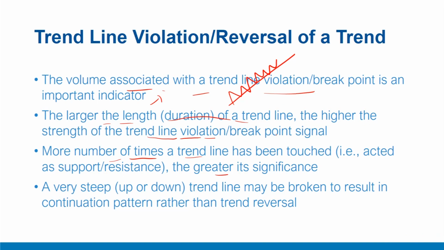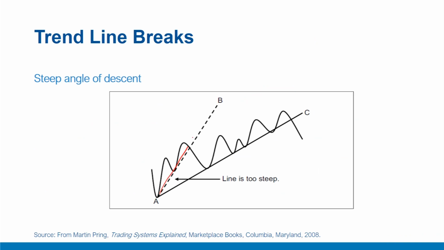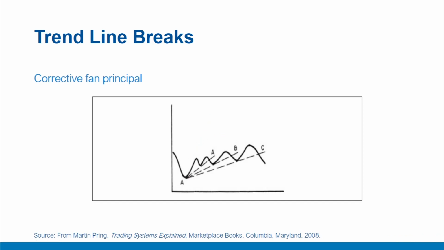For example, let us see here. Here you can see a very steep trend line is broken. However, that has not resulted in a trend reversal, but rather more of a continuation, but with a less steep trend line. Similarly, there is a corrective fan principle where a very steep trend line is violated, only resulting in a less steep trend line.